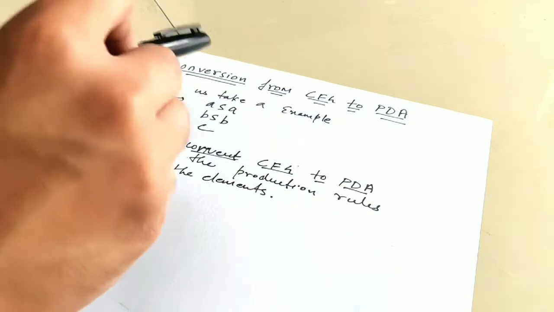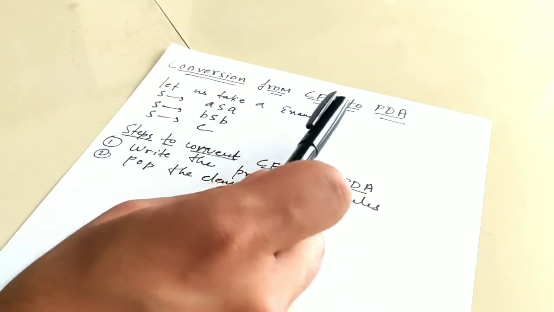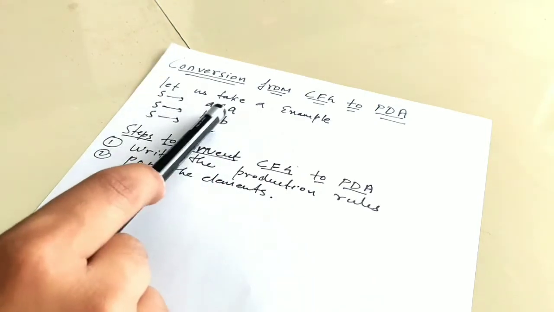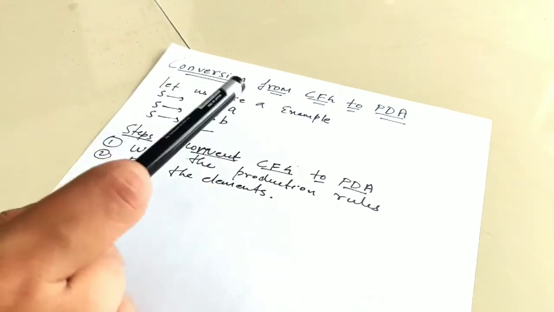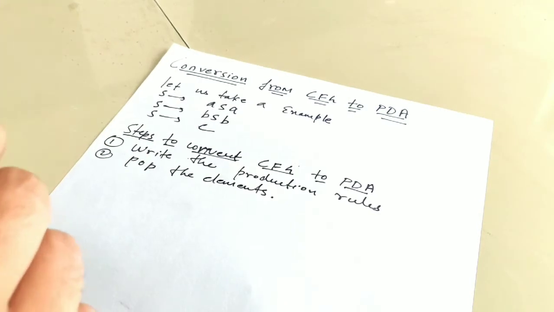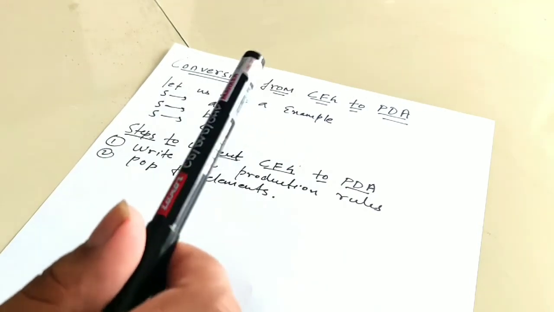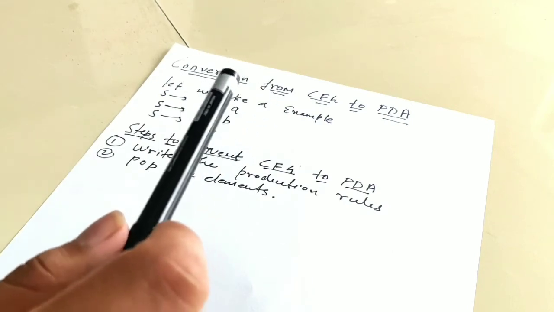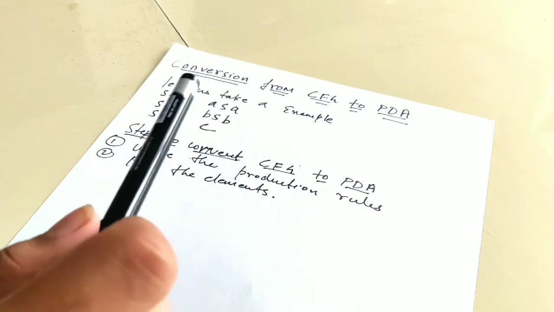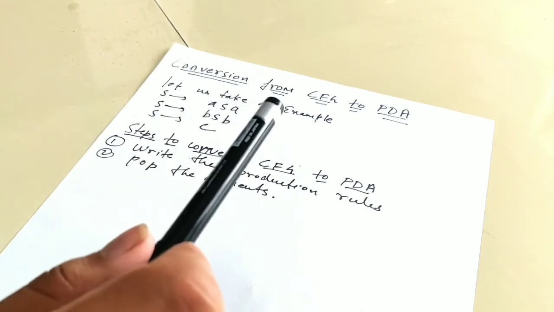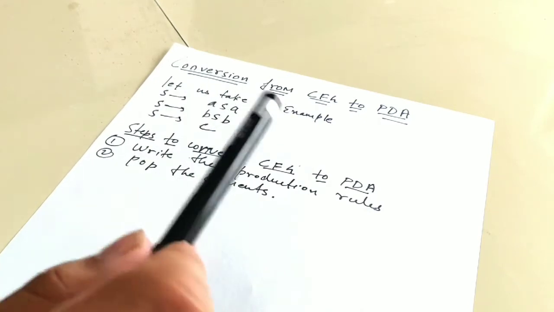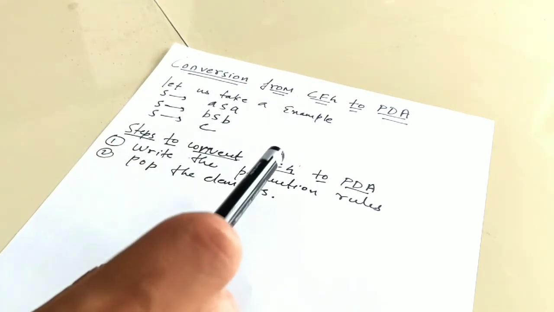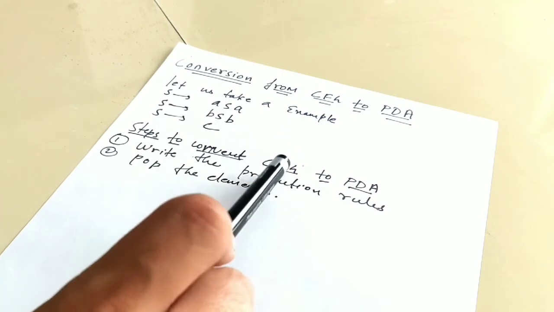Now we'll see the conversion from CFG to PDA. Let us take an example. S to ASA, S to BSB, and S to C. The production rules are given. This is a context free grammar. Here we need to convert this context free grammar into a pushdown automata. Now how to design a pushdown automata? To design a pushdown automata, first we need to push the elements into the stack and then pop them. So here are the two rules which you have to follow if you want to convert CFG to PDA.